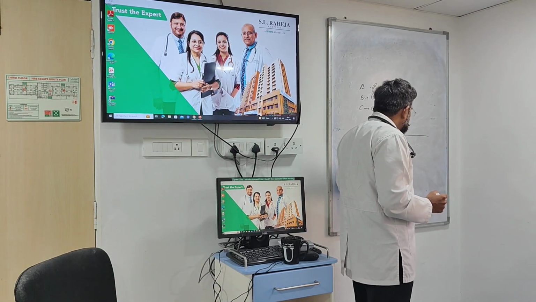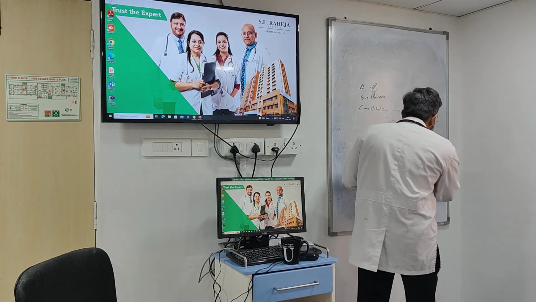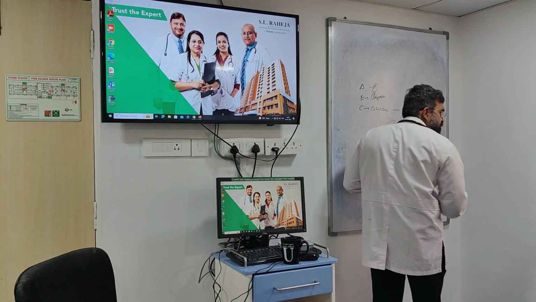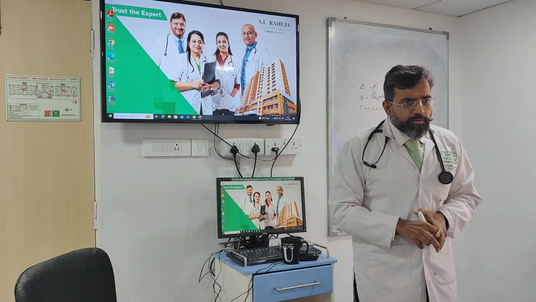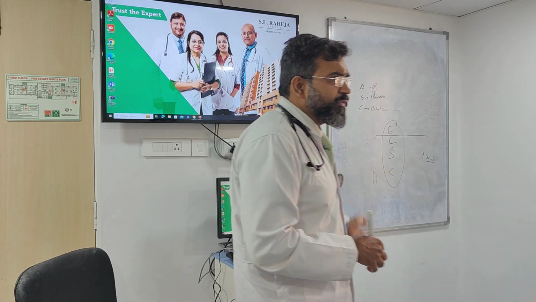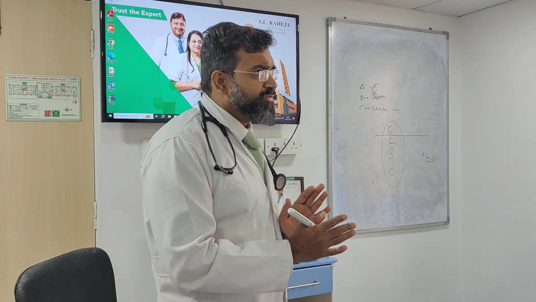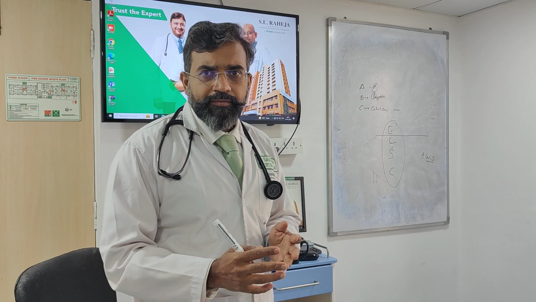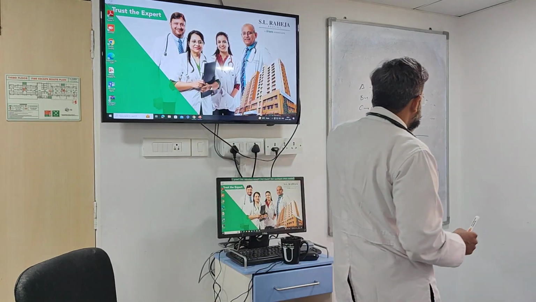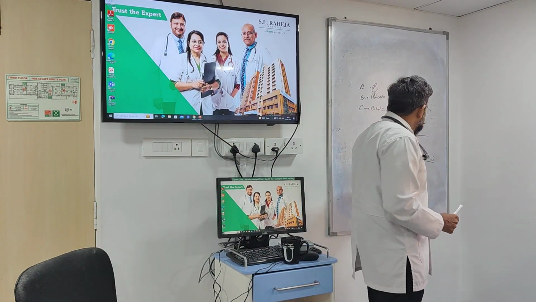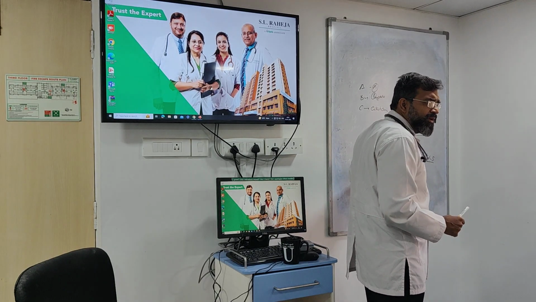Once you reach grade 2 and more than 2, you should also add your GCS. So we should talk like this: this is grade 2 encephalopathy with GCS, and so on. You should add both of them together so that we know where we are standing. Here we don't add GCS; here we add GCS. The defining point between this and this, can anyone tell me the defining point?